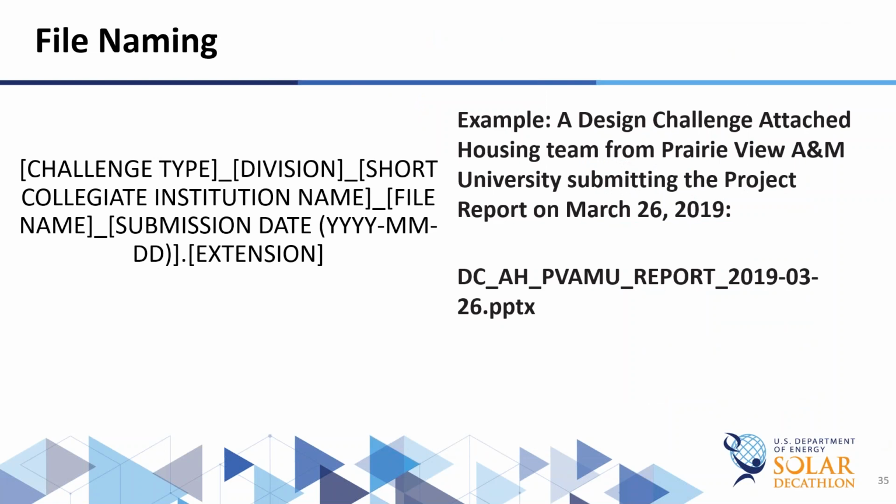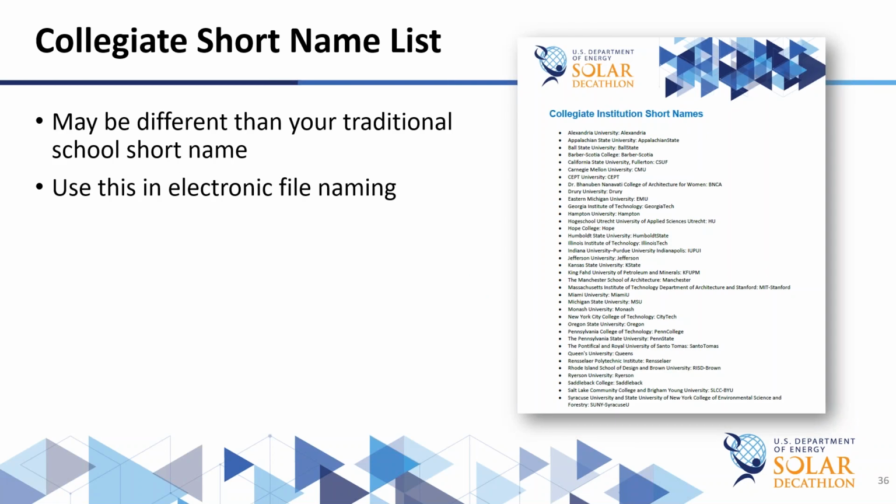The competition guide also has instructions for the electronic file naming. Here's an example of the naming convention. It includes the competition, division, short name of the school, the deliverable name, and the date. This file naming convention helps ensure that we're looking at the correct documents for each of the teams. The collegiate short name list is also found on the groups.io project site. The short name for your school may be different than what you would traditionally use, so please check our designation.